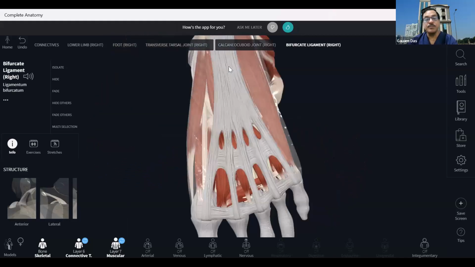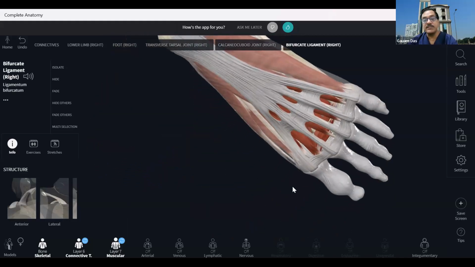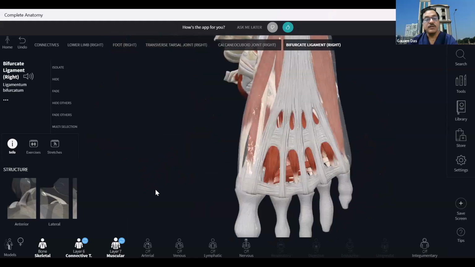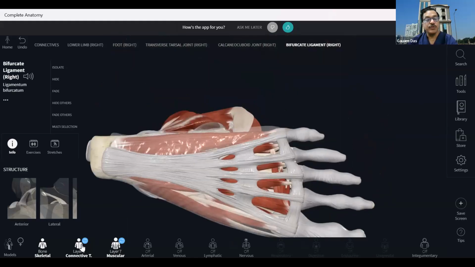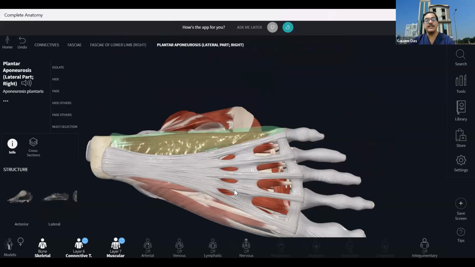And on the plantar surface, again, let me remove this plantar fascia. This is again very important. Plantar fasciopathy or plantar fasciitis is one of the very common pathological conditions. Already covered last class, so let me remove that.